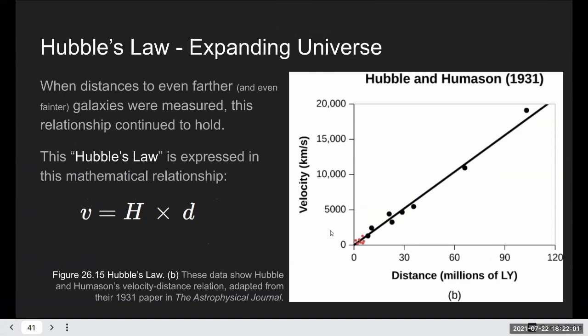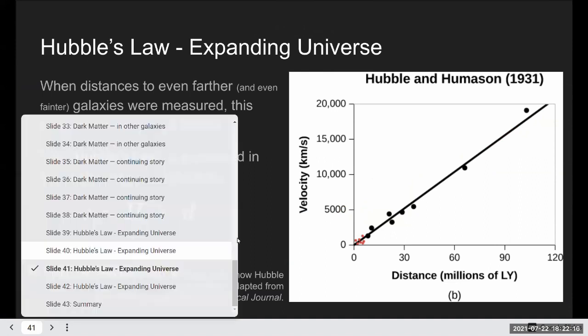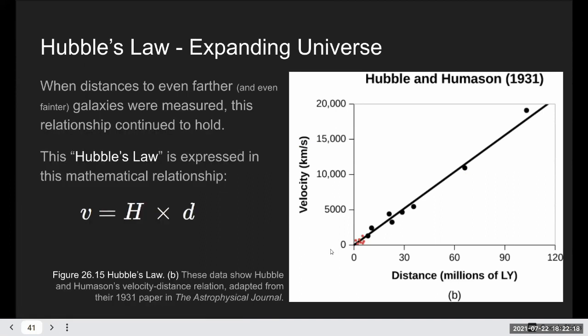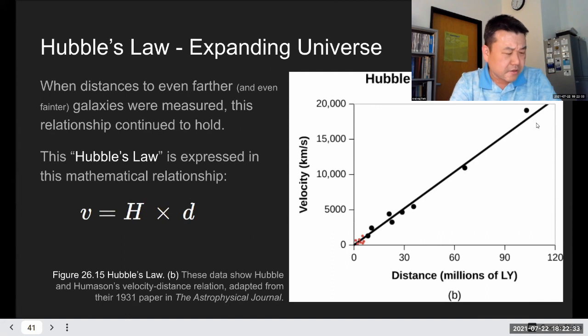And those distances are determined using type 1a supernovas. So it's quite solid observational evidence that this is a relationship. And whatever theory we have needs to explain this apparent phenomenon, that the farther away galaxies are, the faster moving they are. And there's actually a quite intuitive way you can understand it.